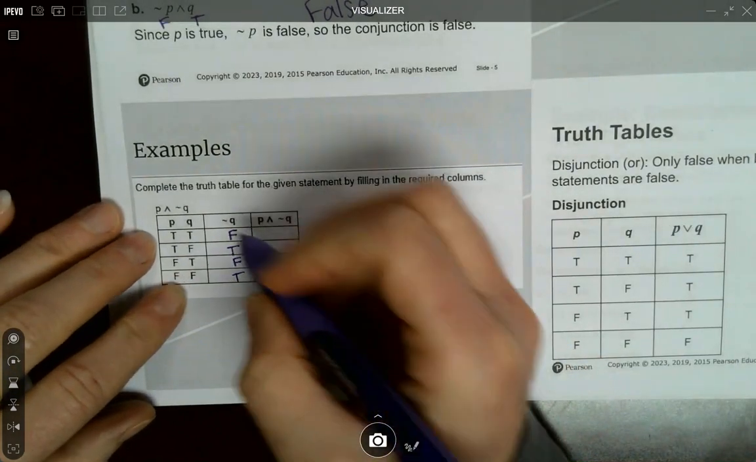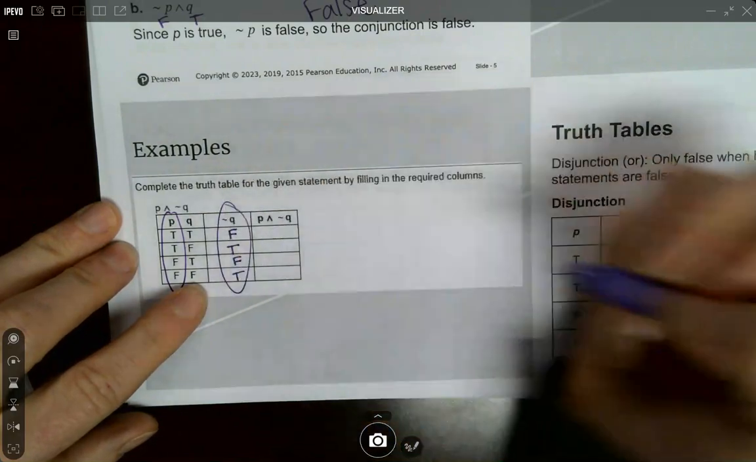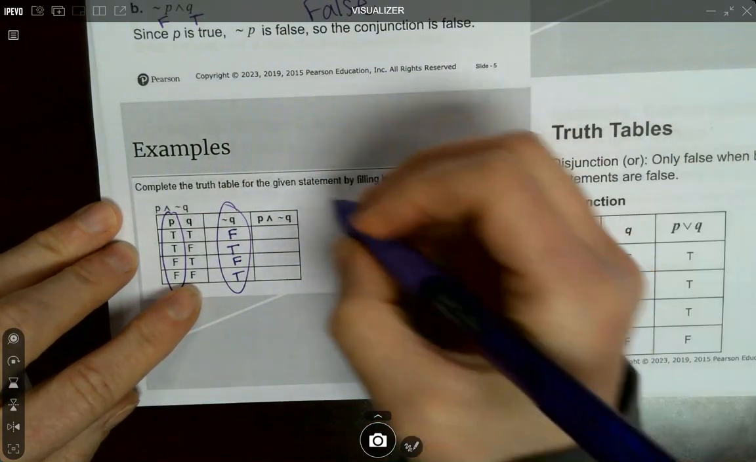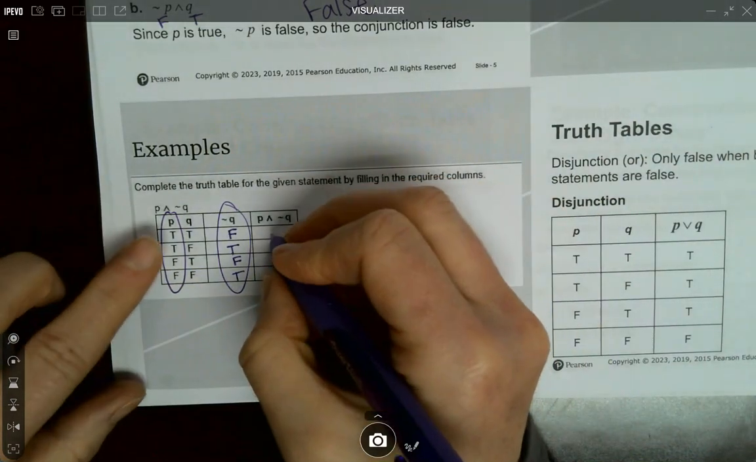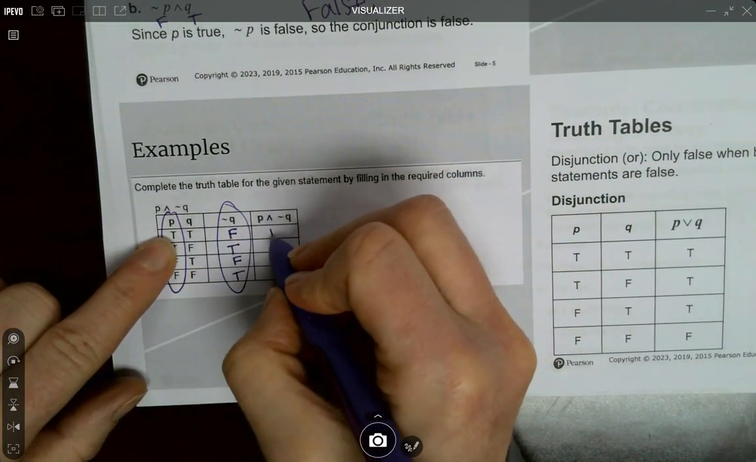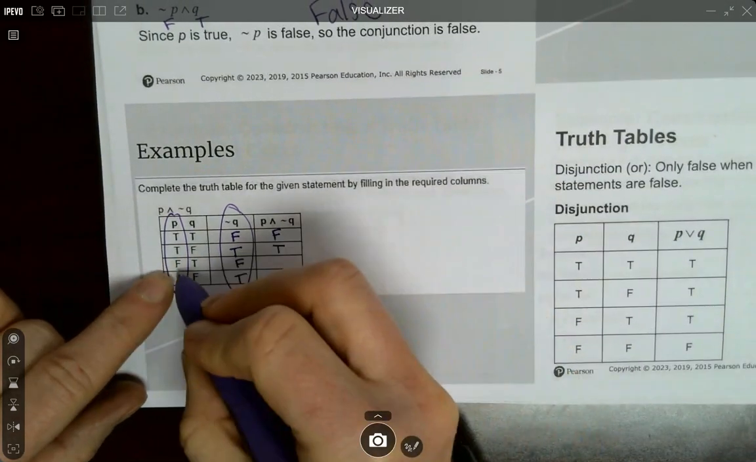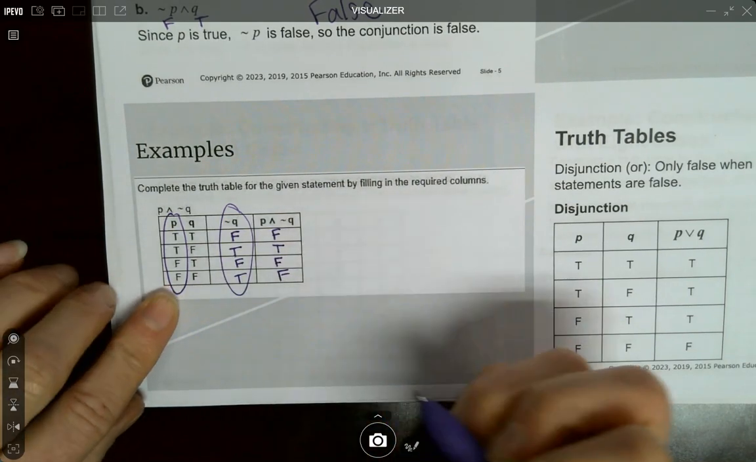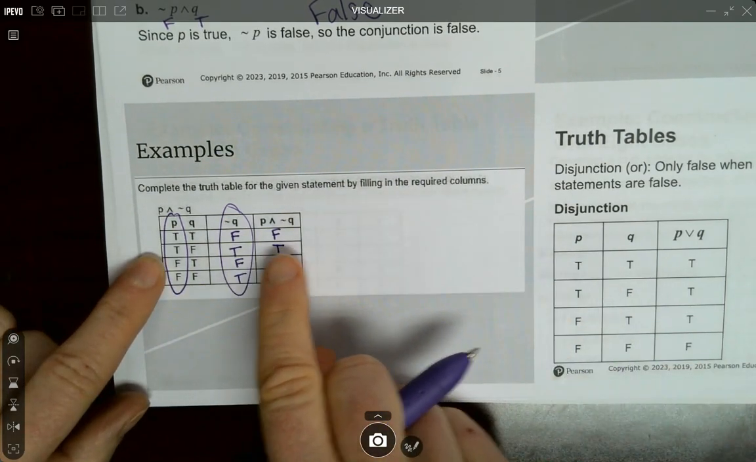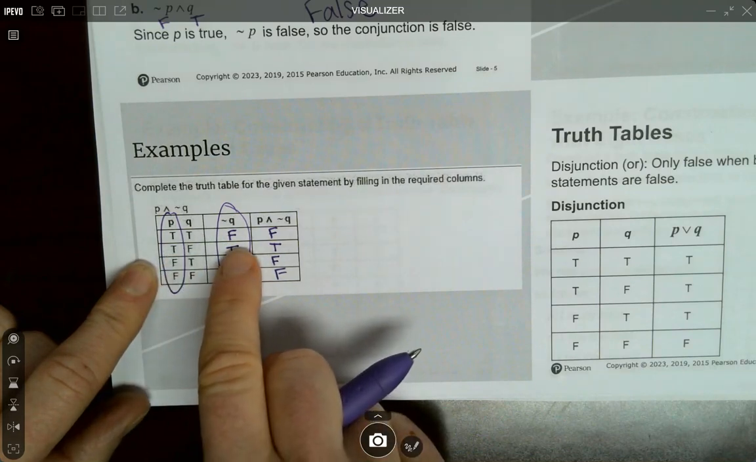So now we want to look at P. So we're going to look at P and not Q, or negation of Q. Remember with the and statement, they both have to be true. So true and false, so that's false. True and true, that is true. False and false, false. False and true, false. So the only one that is true is when P is true and the negation of Q is true.